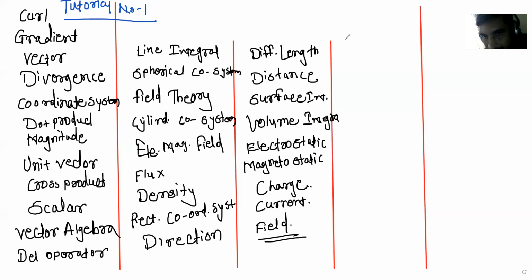Then unit vectors we have covered. Then the del operator, in which gradient, divergence and curl are over. So invariance: I guess I have not discussed invariance, but you might have brought the concept from DSP, I hope.